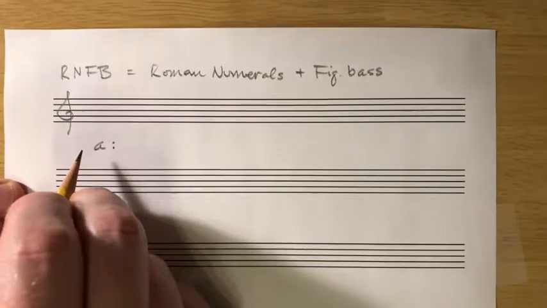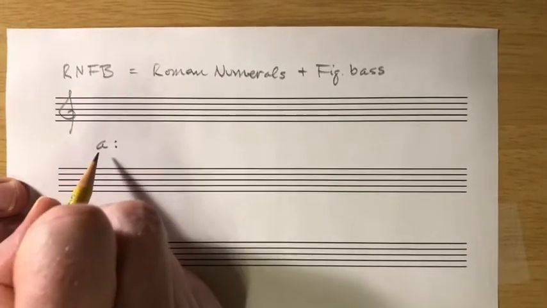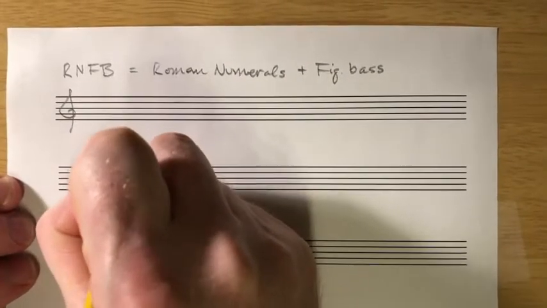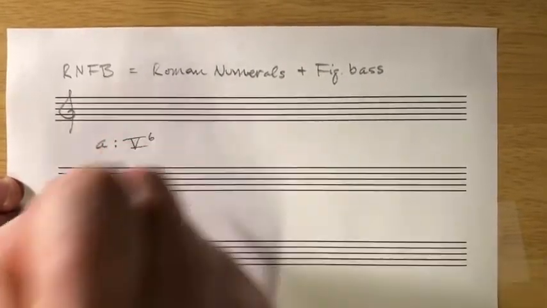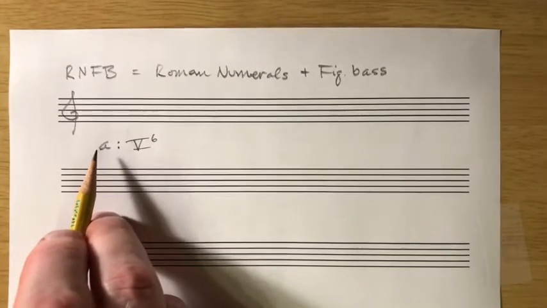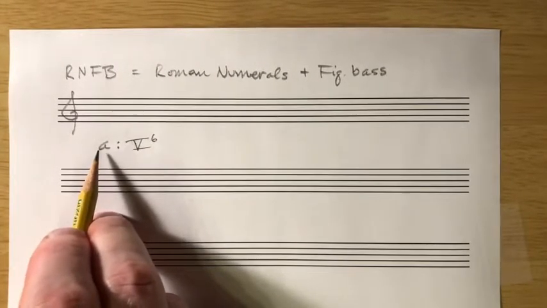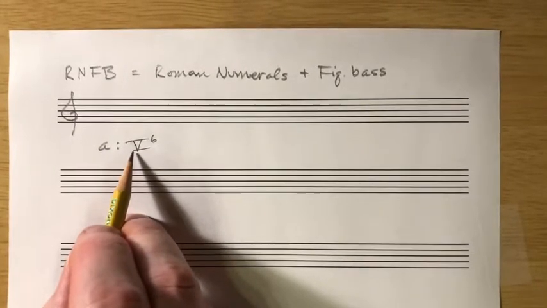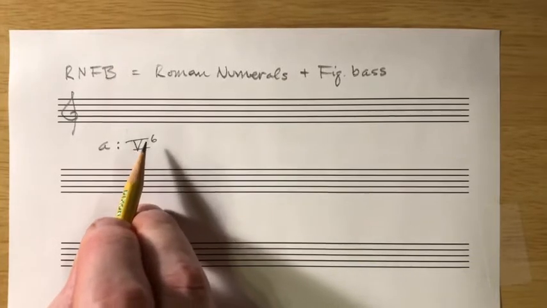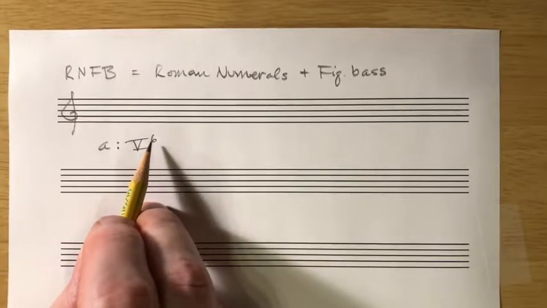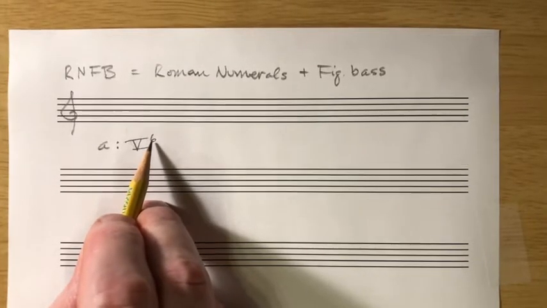That means I could ask you something like this. In the key of A minor, write me a 5-6 chord. Now what does this mean? It means that we're going to think in the key of A minor, write the 5 triad, which we know how to do now, and then put that triad in first inversion, because you'll remember that the figured bass symbol 6 means the chord is in first inversion.